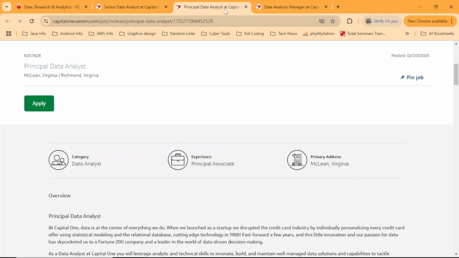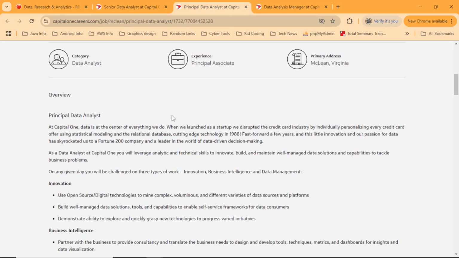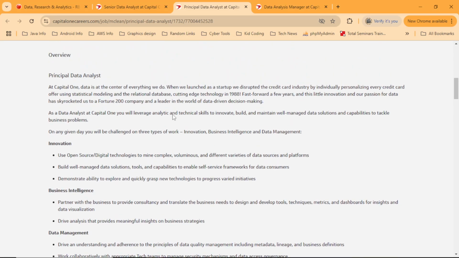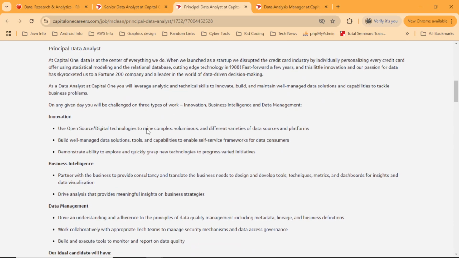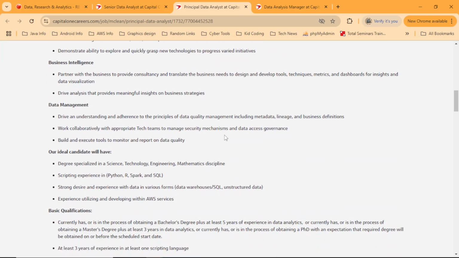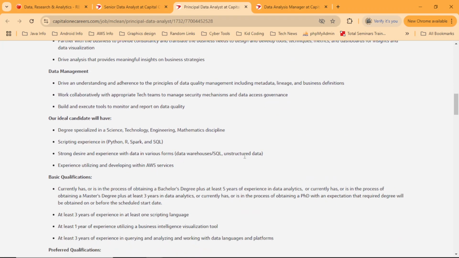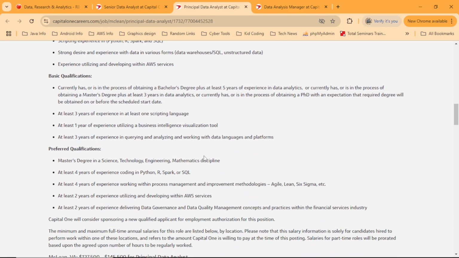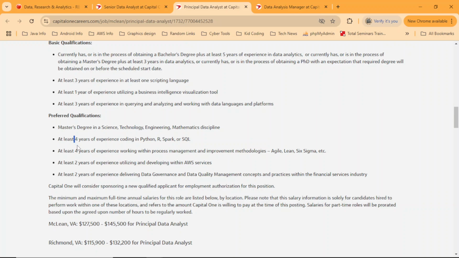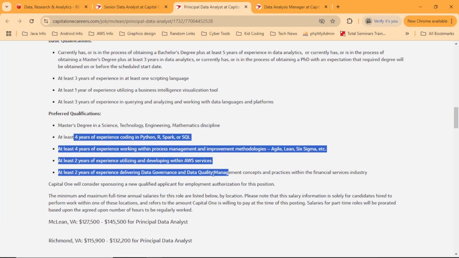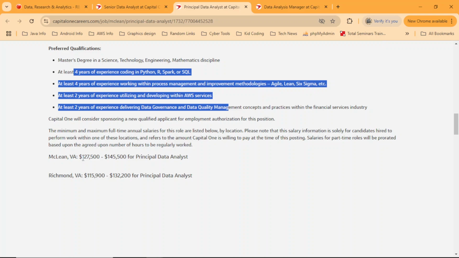So we have two more roles we want to look at here. Principal data analyst. If we go through here, again, this is just mainly about the company, so that's why I'm skipping through this. Just quickly looking at this, it's exactly the same. The only difference is they're asking for a few more years, and if you see, the pay is a little bit higher.